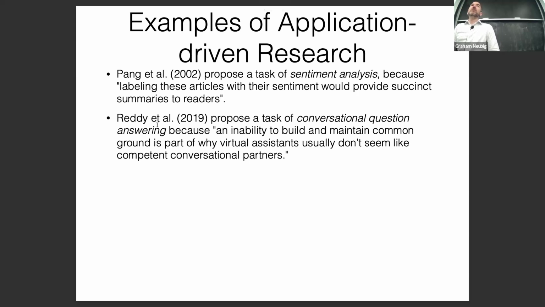Another paper by Reddy et al. 2019 proposes a task of conversational question answering because an inability to build and maintain common ground is part of the reason why virtual assistants usually don't seem like competent conversational partners. So when you're talking to your Alexa or your Google Home or something like this, you might ask it a question, and then after you asked it a question, you ask it another question, but it doesn't go back to the context that you had before, and they wanted to solve this problem. So they proposed this data set for it.